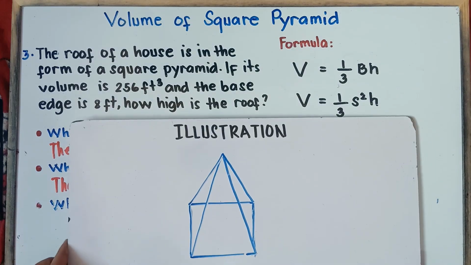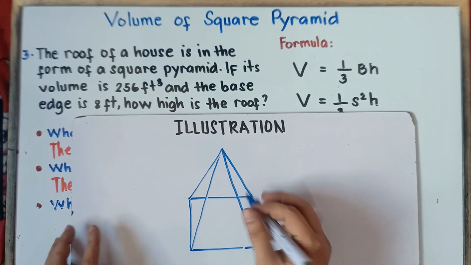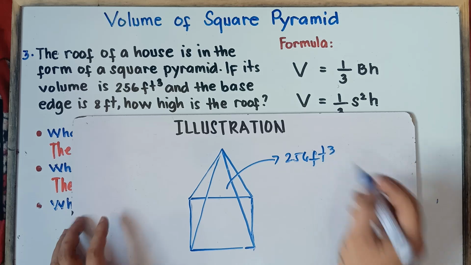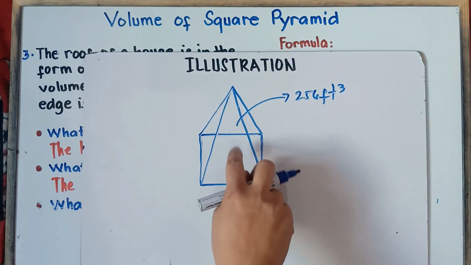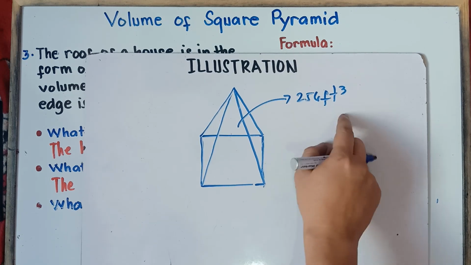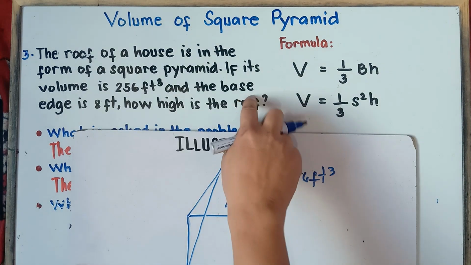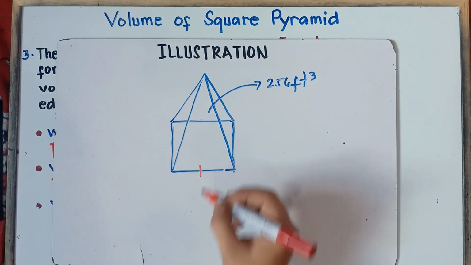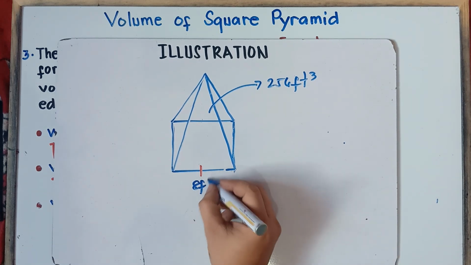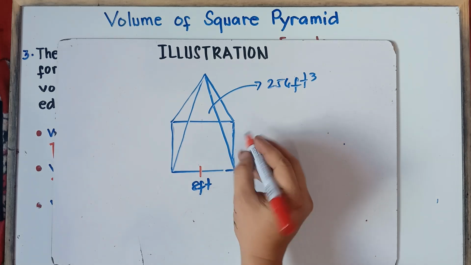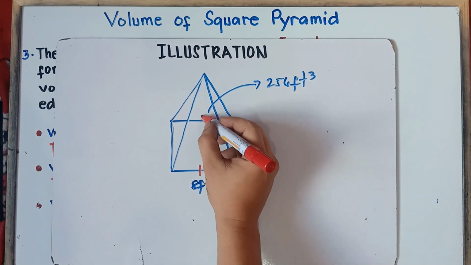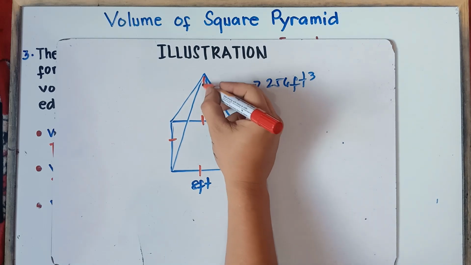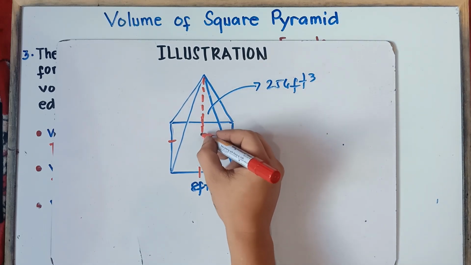Alright, so we have the given volume. The volume of this given square pyramid, that's 256 cubic feet. And we have the given base edge, that is 8 feet. So this one right here, base side, that is 8 feet. Therefore, if this is 8 feet, this is also 8 feet here. Base side, 8 feet, and then 8 feet. And we're told to find the height. So we don't have this one, the height.